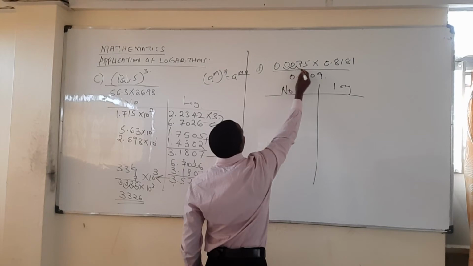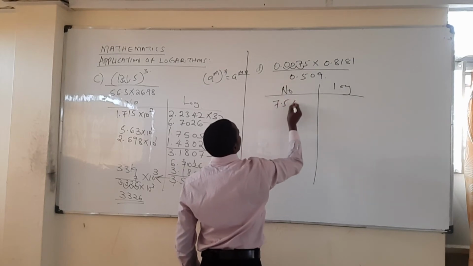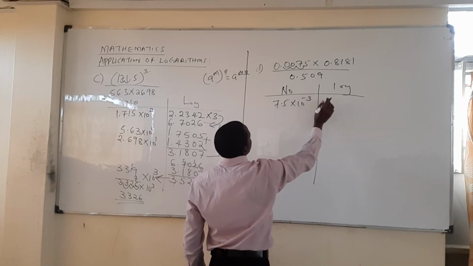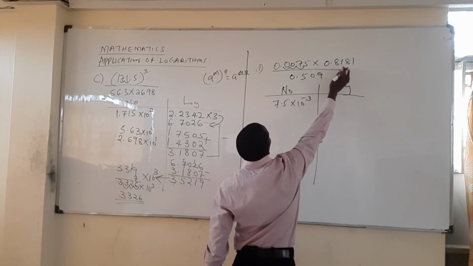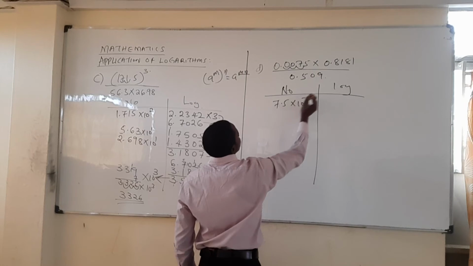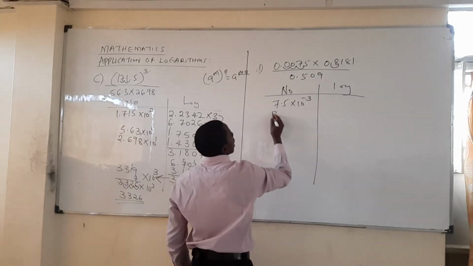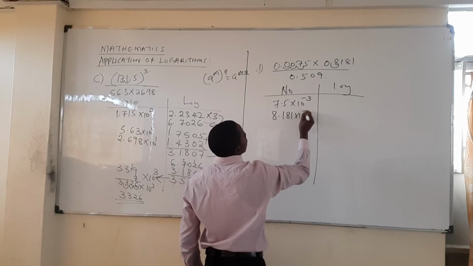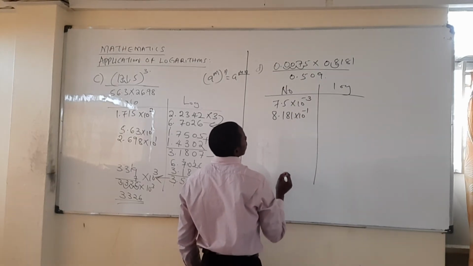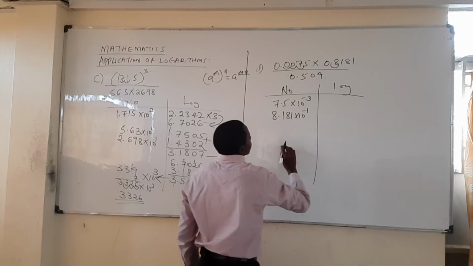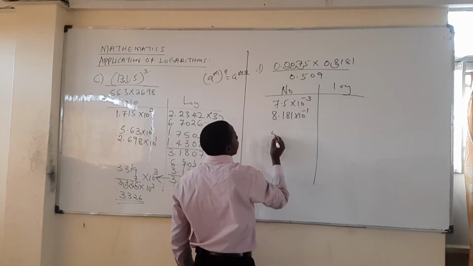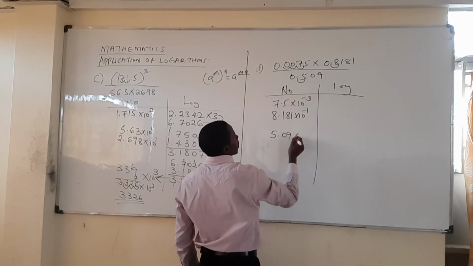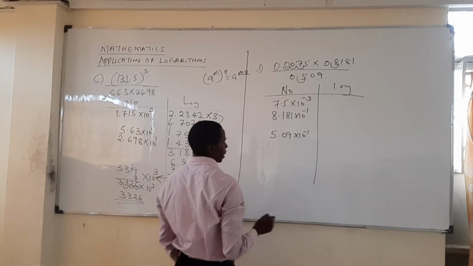You get 7.5 times 10 power negative 3. Then we have 0.8181, so this is going to be 8.181 times 10 power negative 1. And then this one we get 5.09 times 10 power negative 1.